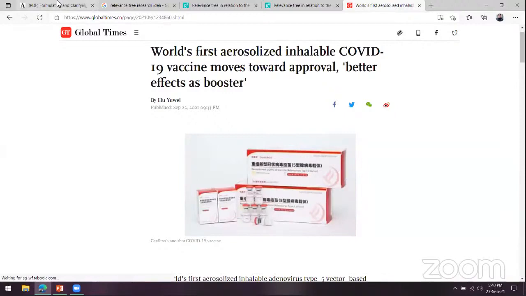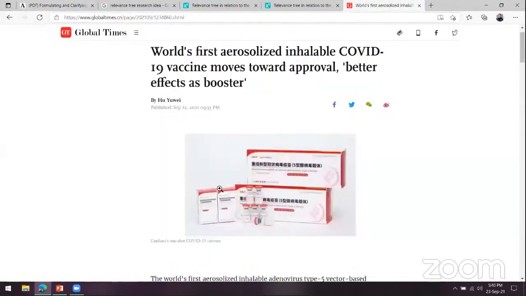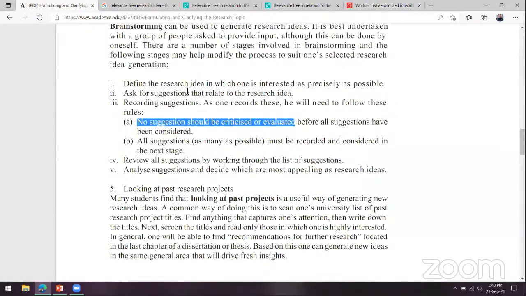Then after that, you select those that you have reviewed and the most appealing as your research idea. Maybe by the end of the day, you found out that, ooh, I really want to look at the quality aspect of this new technology, instead of looking at other things. So that is the way that you're able to generate your idea.